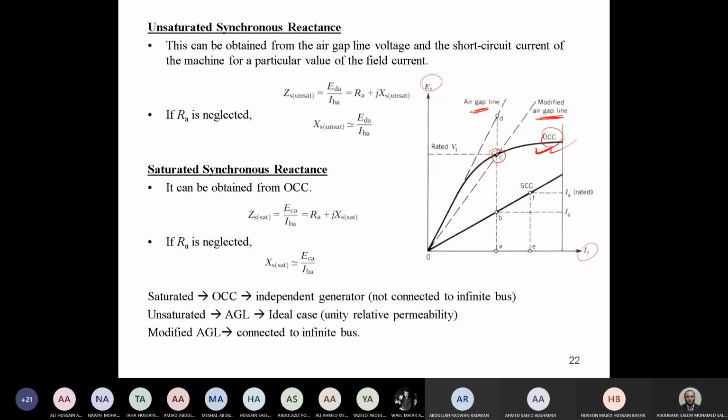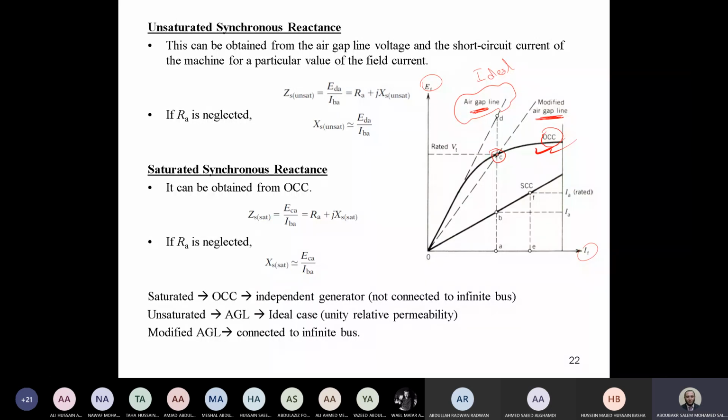Now, after getting the different curves, how can we obtain the value of XS? There are two different values of XS considered. One is called ideal or unsaturated, which is calculated using the air gap line, because there is no saturation here, and this is considered ideal. And the other one is the accurate one, or exact value, and we call it saturated, and it's calculated from the open circuit test.